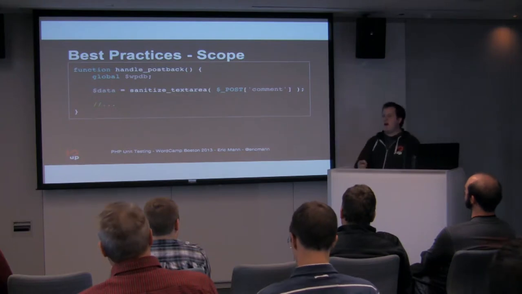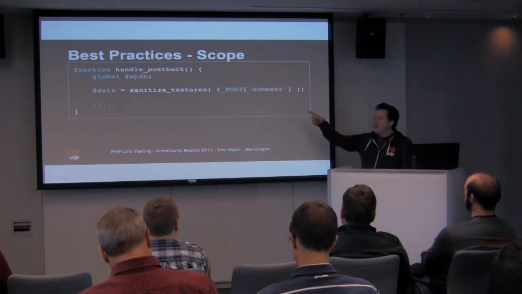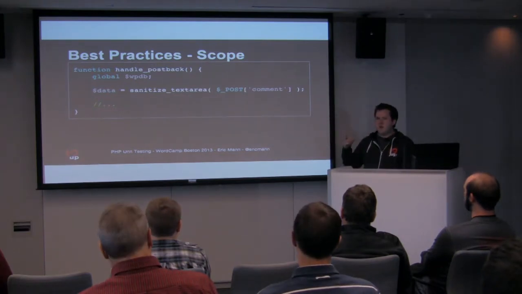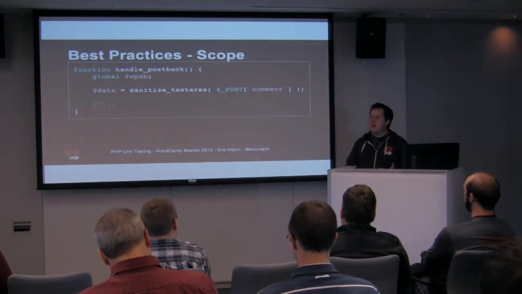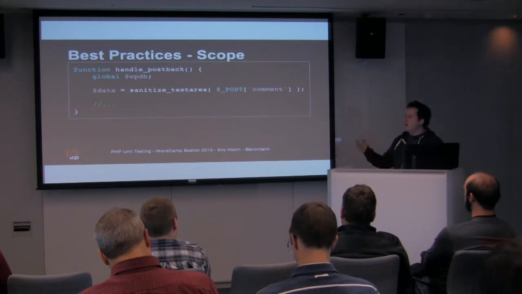If all that you have as the developer to write a test is the name of the function and a description of what the function does, you won't know that it's referencing the global WPDB object. You won't know that it's referencing the super global post object. And you're going to start trying to test something and your tests are going to break because your function is depending on things that you don't know about.